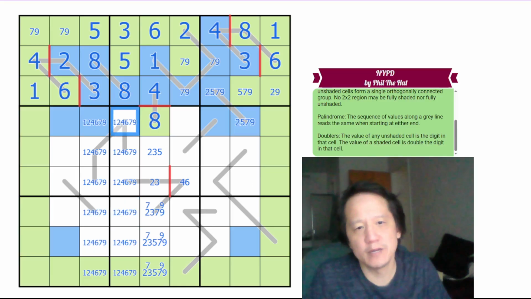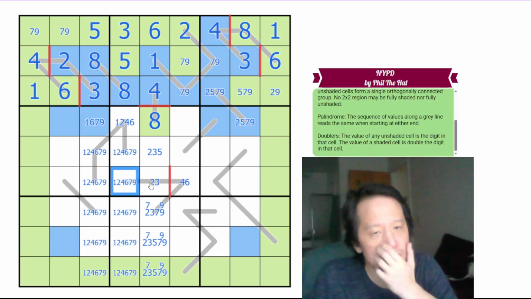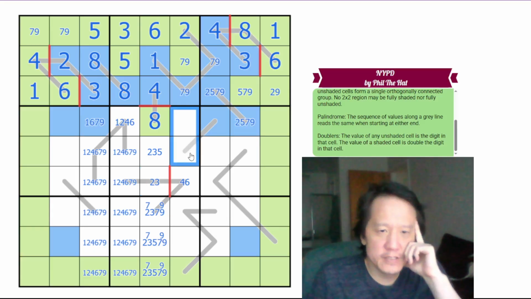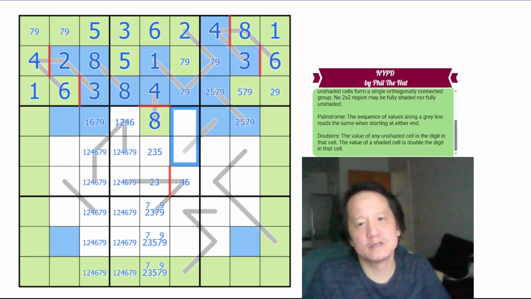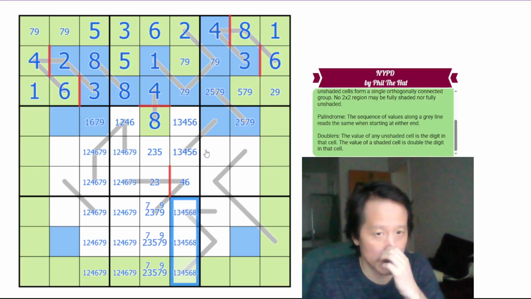7 and 9 cannot be consecutive with 8, so this can't be 7 or 9. 3 can't be consecutive with 2 or 4. Remaining digits of column 6. That's a lot. 1, 3, 4, 5, 6, and 8. 8 cannot be here, so this is 1, 3, 4, 5, 6, and 8 here.